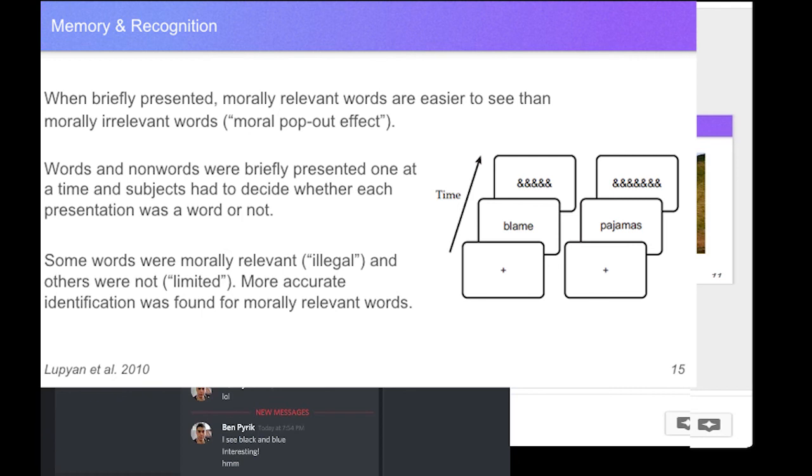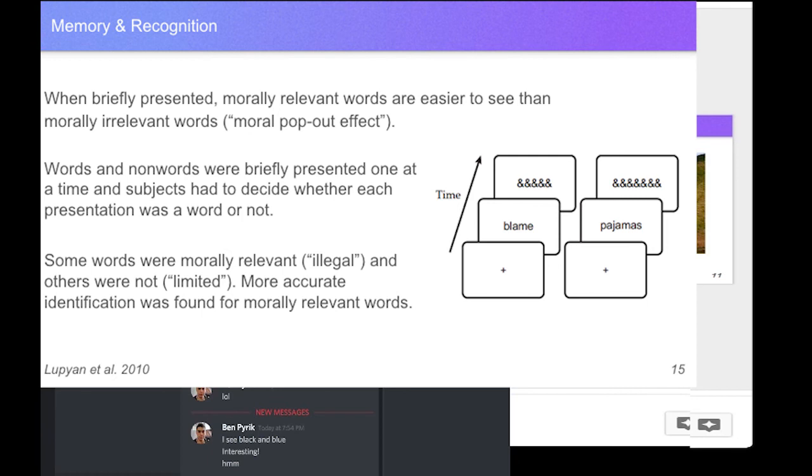Results were that subjects had an easier time distinguishing the morally relevant words from morally irrelevant words. The conclusion is that morally relevant words are easier to perceive than morally irrelevant words. That morally relevant words pop out to you. Firestone and Scholl took this as top-down effects on perception in terms of how we recognize things. So in this example, a huge factor might be priming.